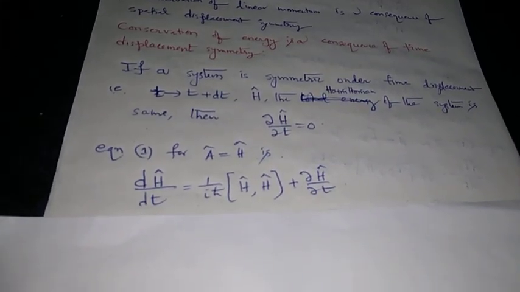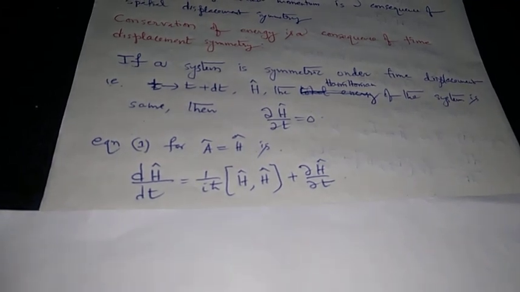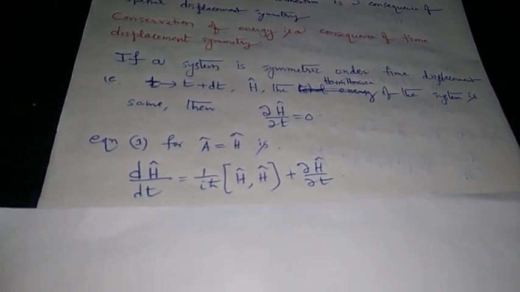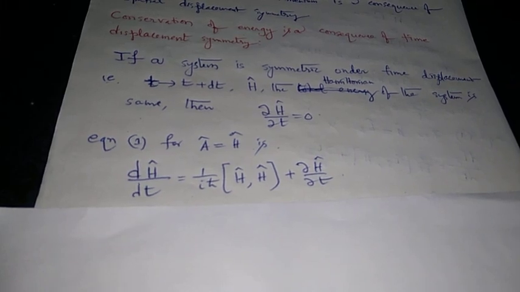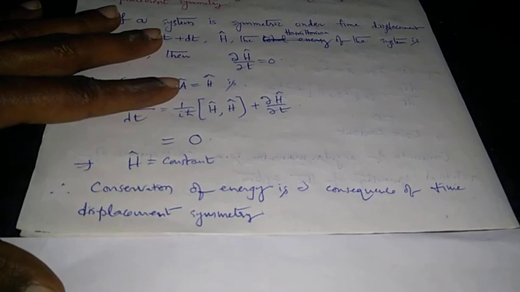Equation number 1 for the case when A equals H is written as dH/dt equals 1 over iħ times the commutator of H with itself plus ∂H/∂t. Since the commutator of an operator with itself is 0 and also ∂H/∂t is 0 here, we can write the right hand side as 0. That means H is a constant. Since H is the total energy of the system, we can say that the conservation of total energy of a system is a consequence of time displacement symmetry of the system.